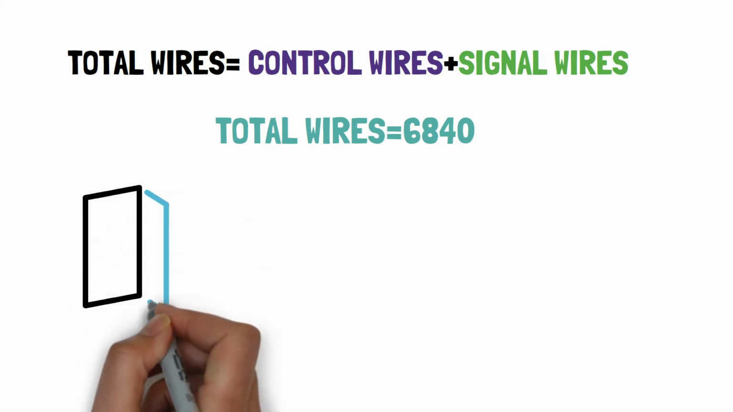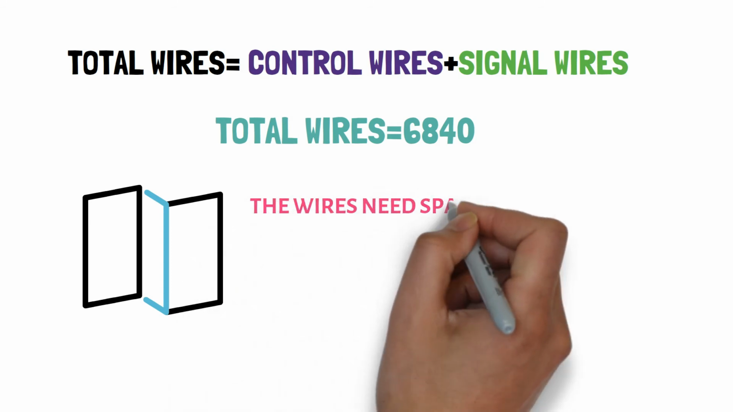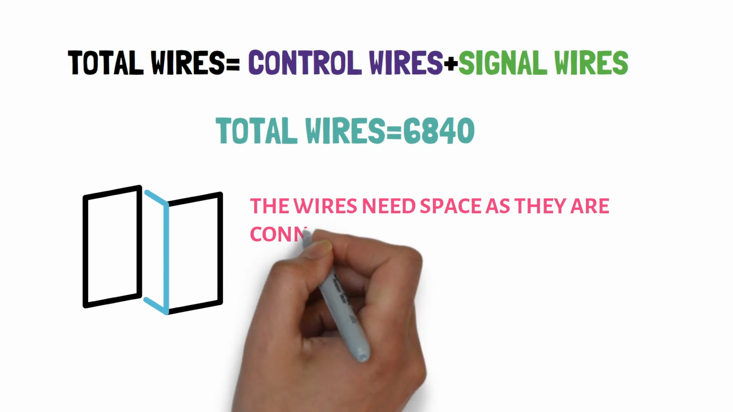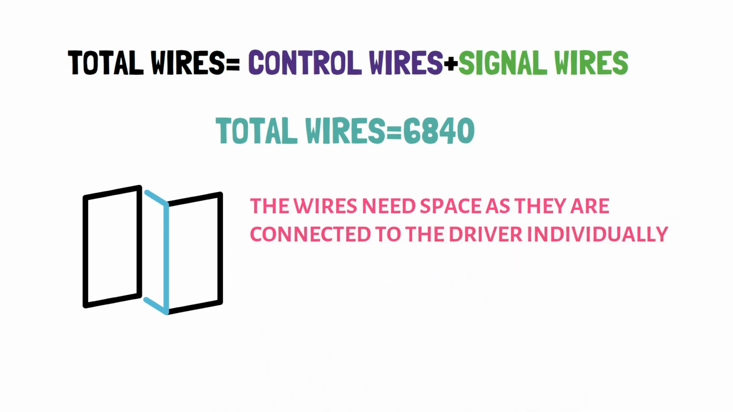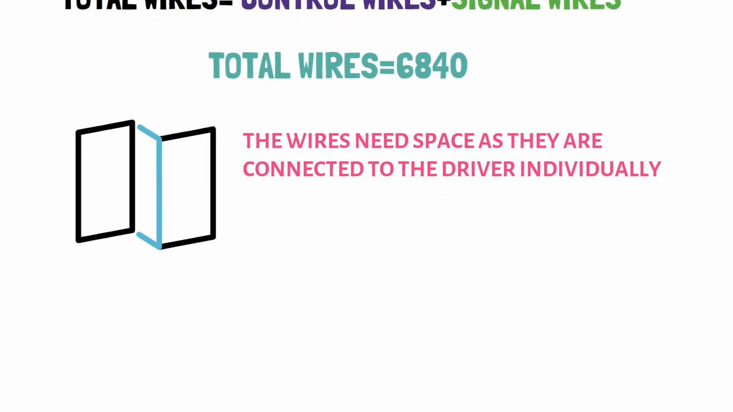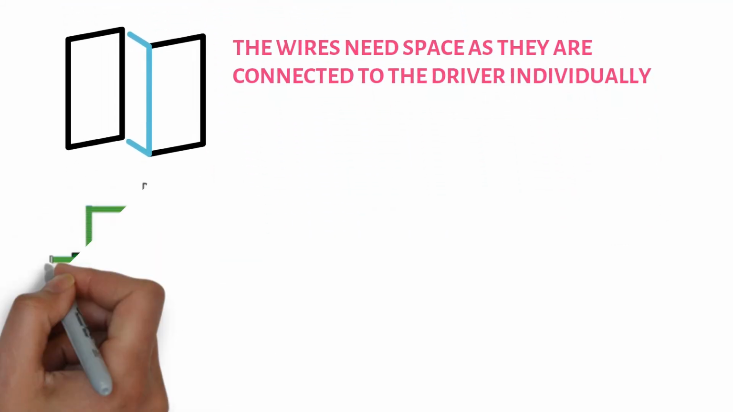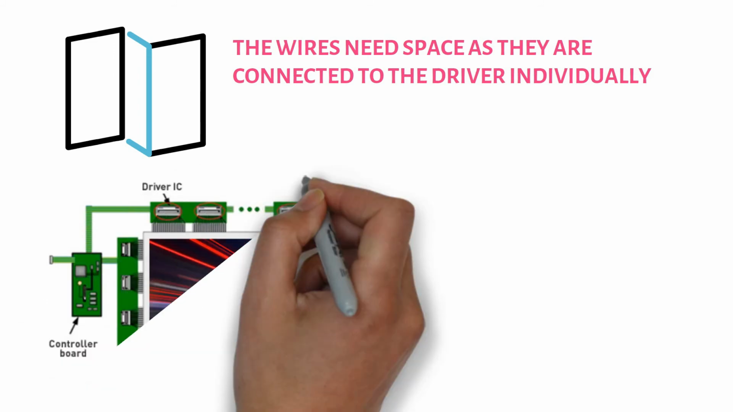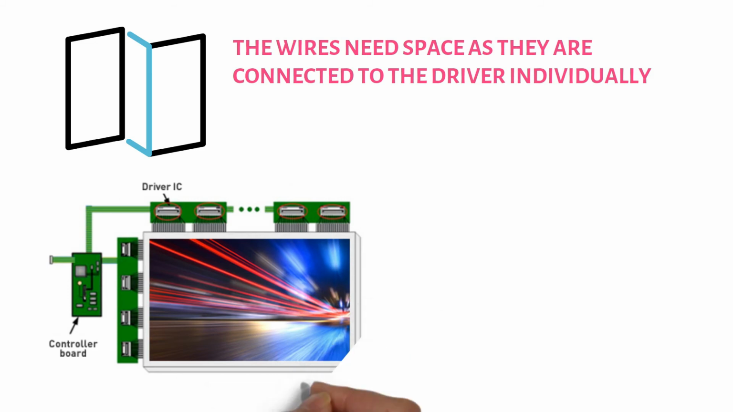We need the edges and the chin area of the display to pack such a large amount of wires, because the wires need space as they are connected to the driver chip individually. As you can see, there is a single control chip on the display which controls all the driver chips, and multiple driver chips are present on the horizontal and the vertical side of the display to directly connect to the signal wires and the control wires.